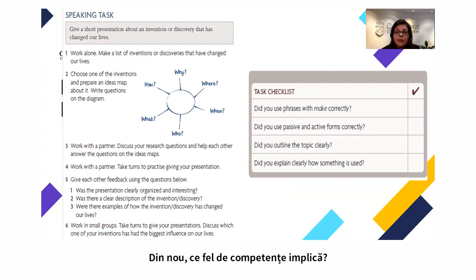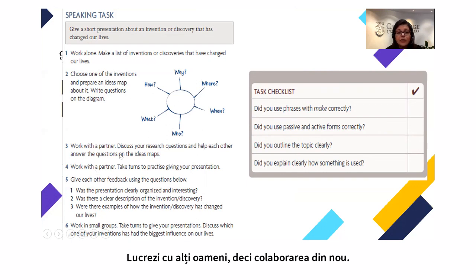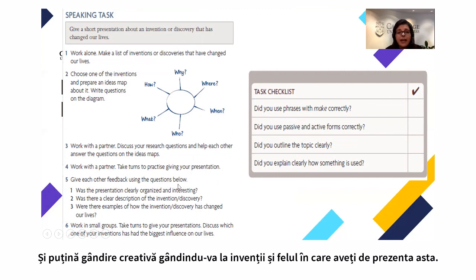So again, what kind of competencies is this involving? Well, by presenting, obviously you've got communication in there. You have to do a little bit of critical thinking in this ideas map. And you're working with other people, so collaboration again. And perhaps a little bit of creative thinking as well, thinking about inventions and how you're going to present that.